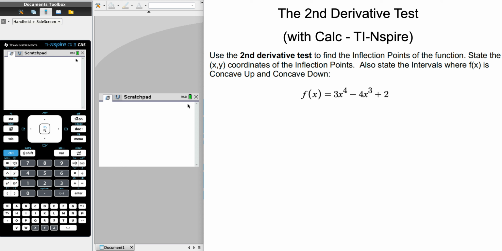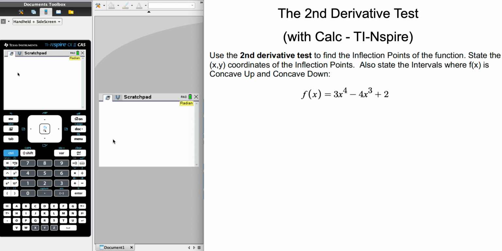Okay, let's take a look at using the TI-Nspire to find the second derivative and to really find our inflection points and intervals of concave up and concave down using the second derivative test. Okay, so the first thing we're going to do here is we have this function, right? We have this 3x to the fourth minus 4x cubed plus 2.